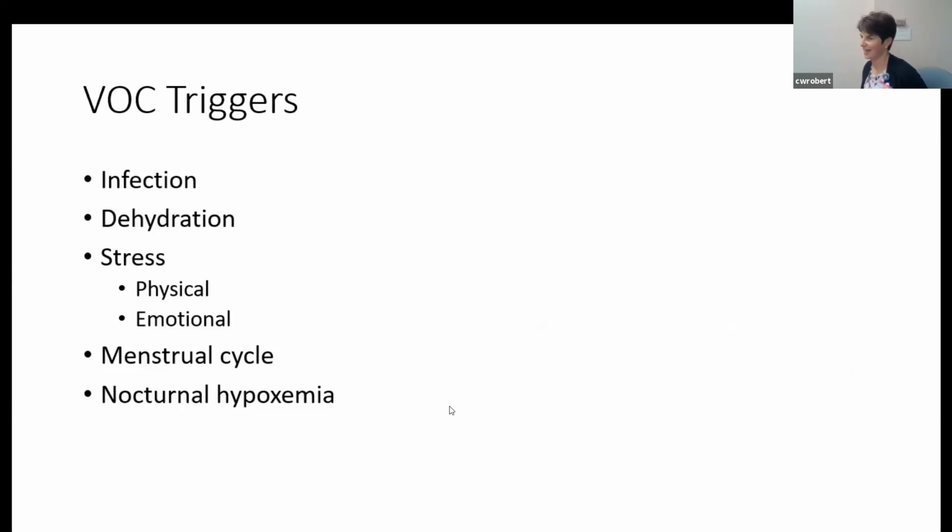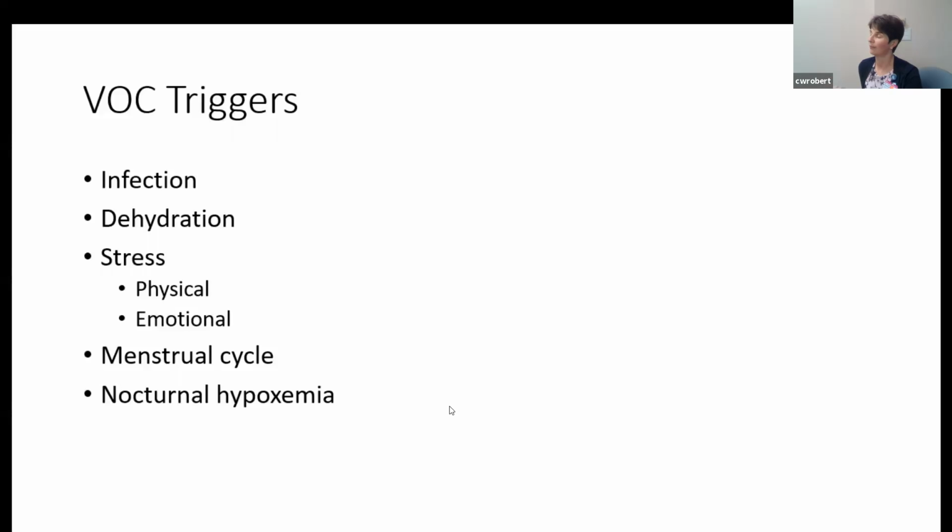Other triggers for pain: infection. So you often hear us asking, have you had a recent cold or any viral illness? Dehydration, that's what you hear us asking about as a risk factor. Stress, physical or emotional. Menstrual cycles. There's a group in Florida that was looking into this because we see more pain. It's not written about in the literature yet, but there seems to be a spike in adolescents when they're peripubertal and just pubertal.